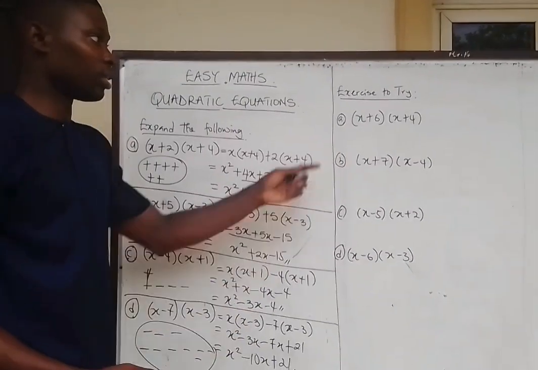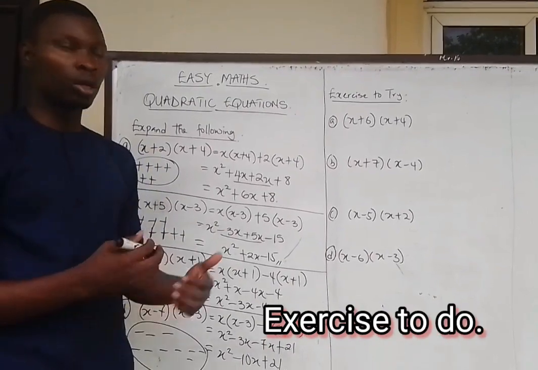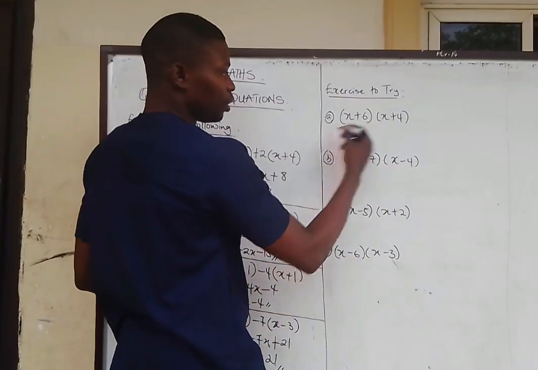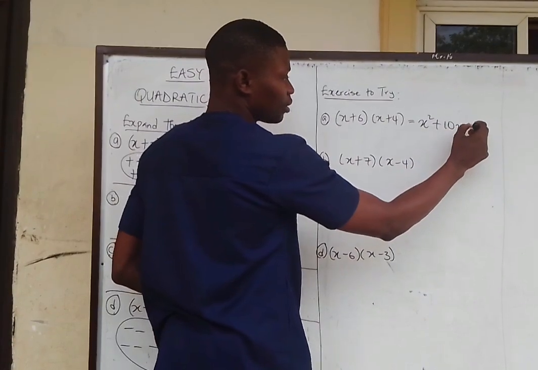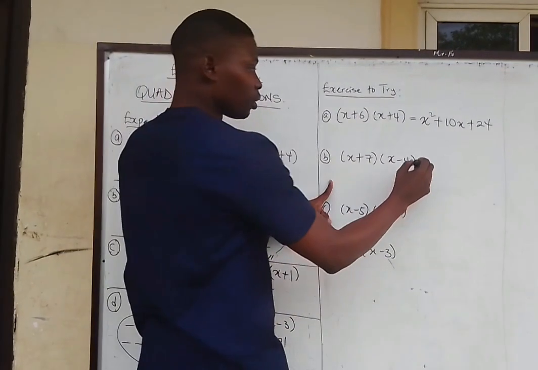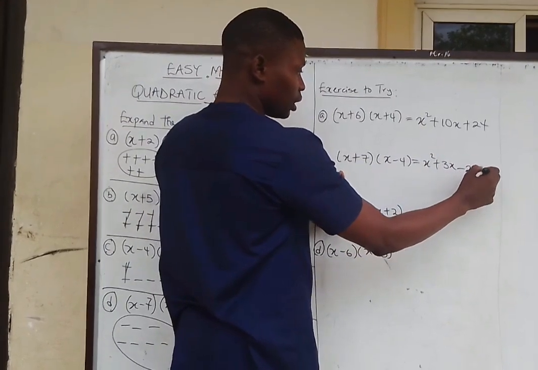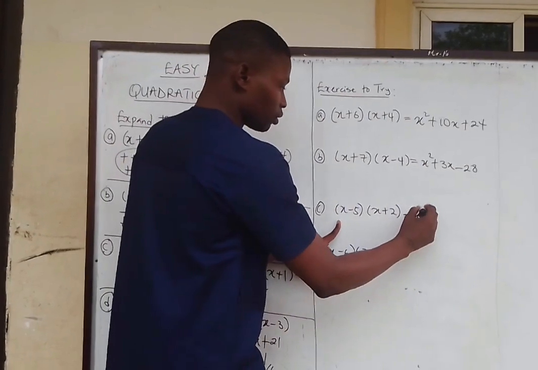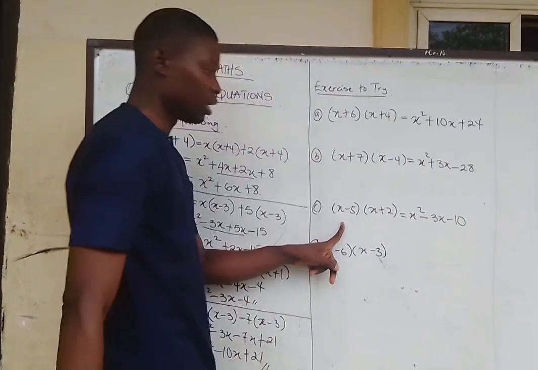While we solve this, let's try and see if we can solve this by ourselves. And you can pause the video and go through this. Expected answer. After you must have solved, the final answer should be x squared plus 10x plus 24. This one, if you finish solving, you should have x squared plus 3x minus 28 as your final answer. For this one, we're going to be having x squared minus 3x minus 10 as our final answer.